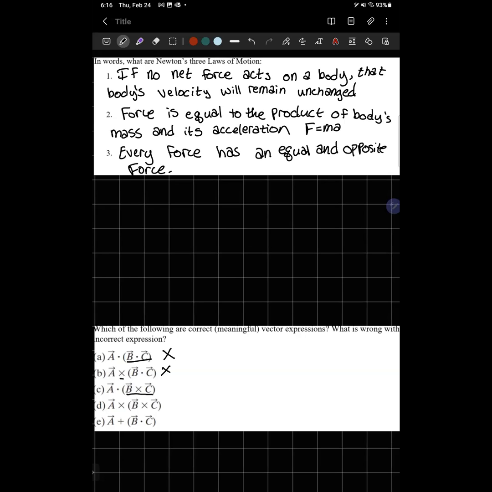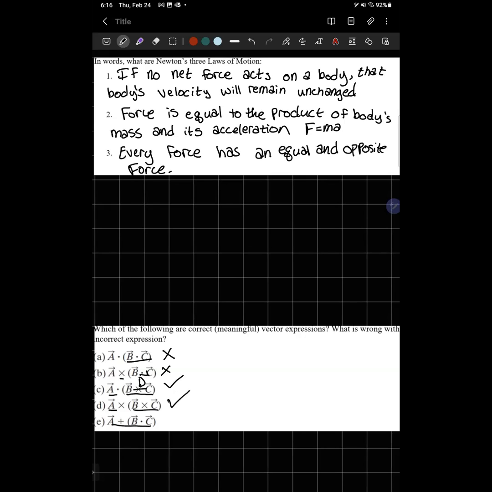Whenever you cross B and C, you'll get a vector, call it vector D. And you can dot two vectors. So this one's completely possible. D. Is D possible? I think, yeah, right. Exactly. So whenever you cross B and C, you're going to get a vector, and you can completely cross a vector with a vector.